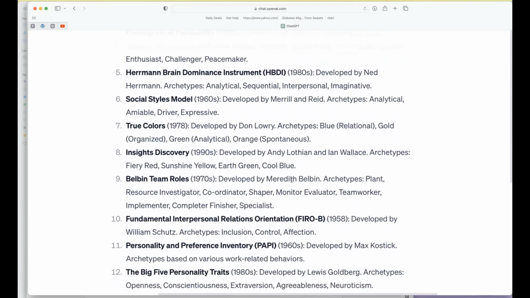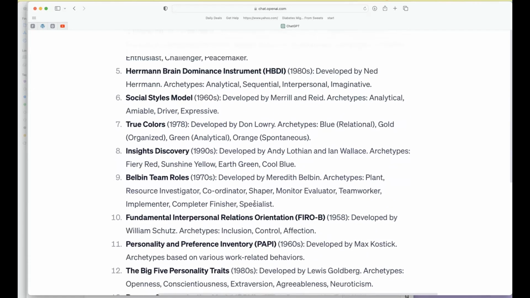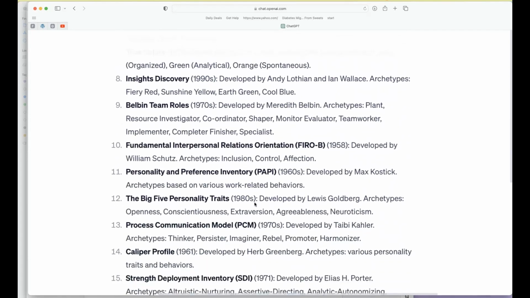All right, the Belbin team roles. Look at this one. Thank you again, ChatGPT, for not doing that. Plant, resource investigator, coordinator, shaper, monitor evaluator, team worker, implementer, completer finisher, and specialist. Wow, that's 9 types. I don't even know that exists as an instrument that they used for any kind of profiling.